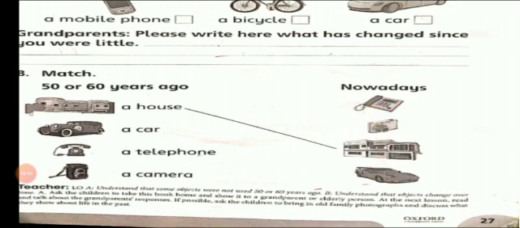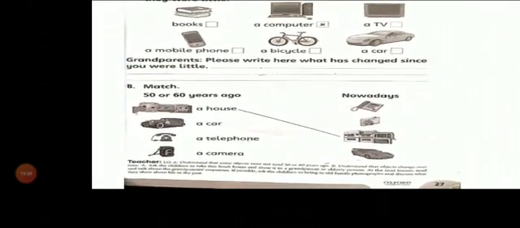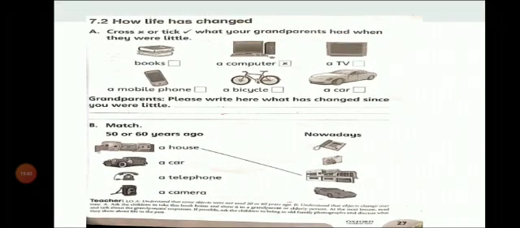The last option is a camera. See again, a camera looks like this picture, this picture, or this one. Be very careful, make lines and match these pictures with the pictures given over here, showing how they looked 50 or 60 years ago and how they look nowadays. My dear students, I hope you have understood it well.